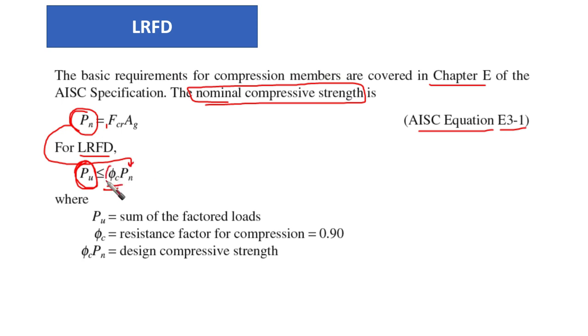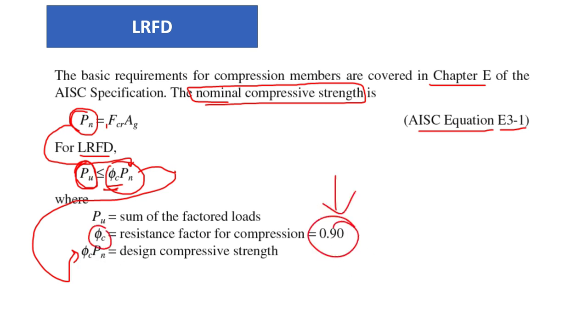These two together, we call this the design compressive strength, and as I said, that phi c, or the resistance factor, is going to be 0.9 according to AISC. So remember this, we use the words design compressive strength.